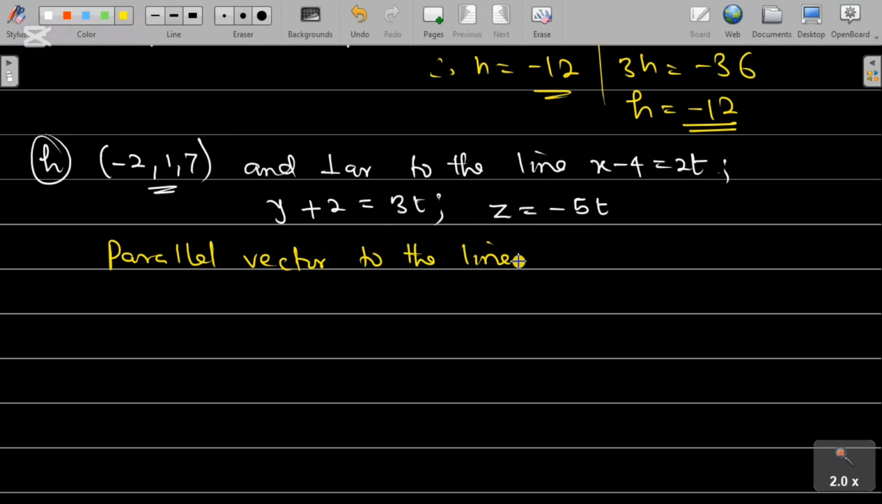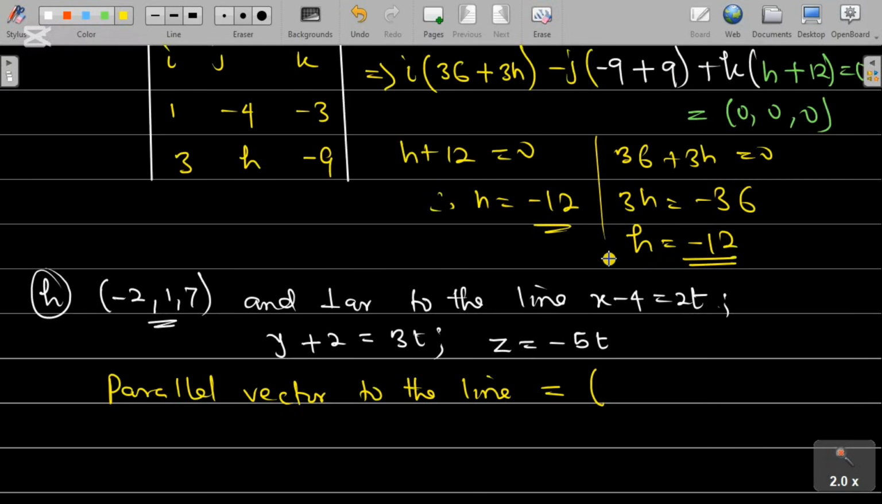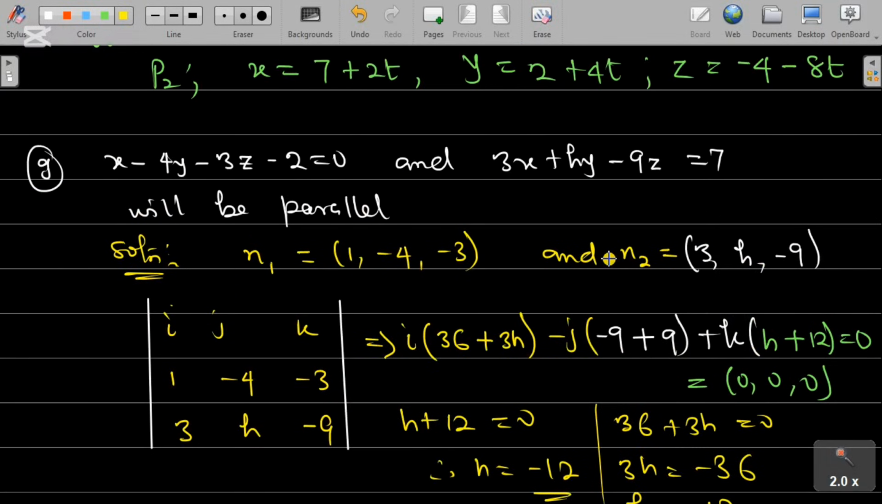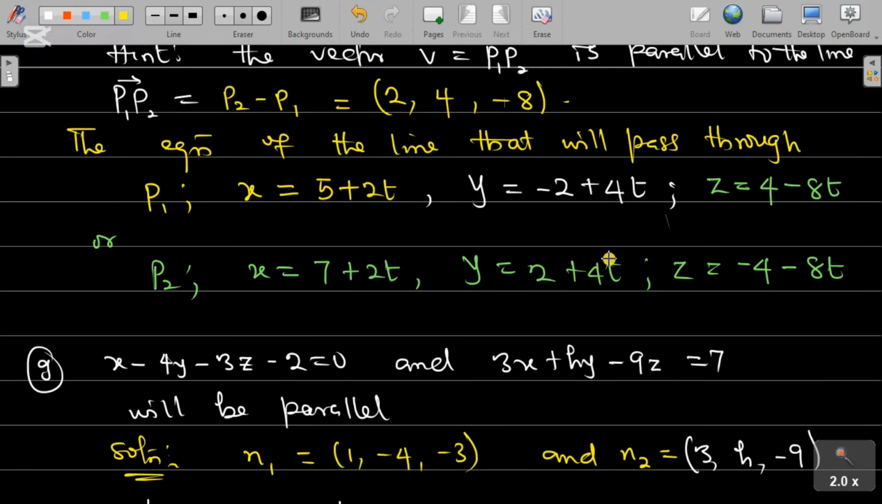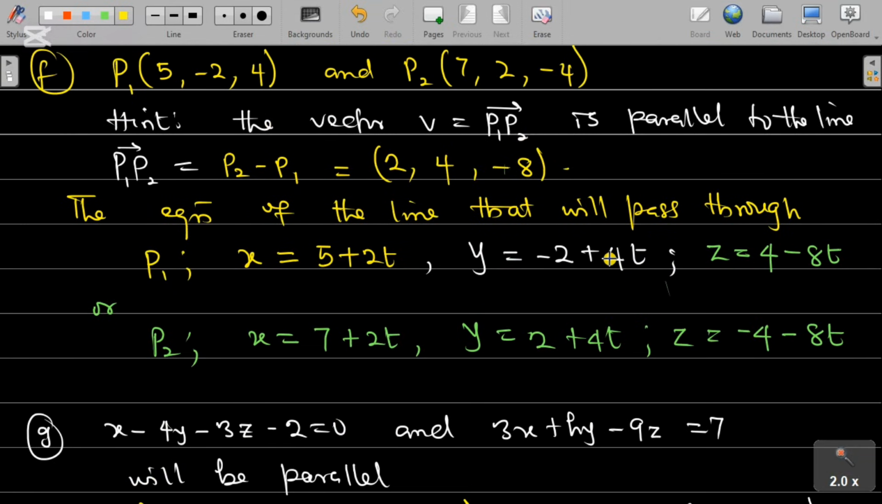Okay. A parallel vector to the line will be equal to the vector. So how do you know the vector that will be parallel to the line? Remember, if we go up a little bit where we talked about parametric equations, look at it here. You discover one thing: this particular vector, vector p1 p2, is parallel to the equation of the line, right?